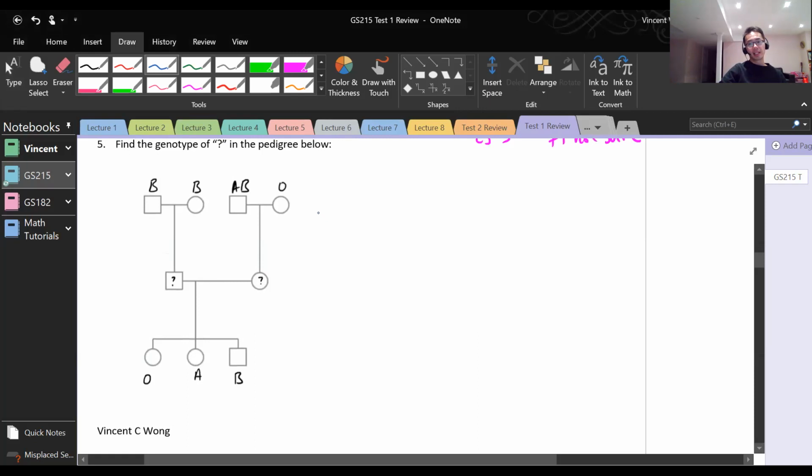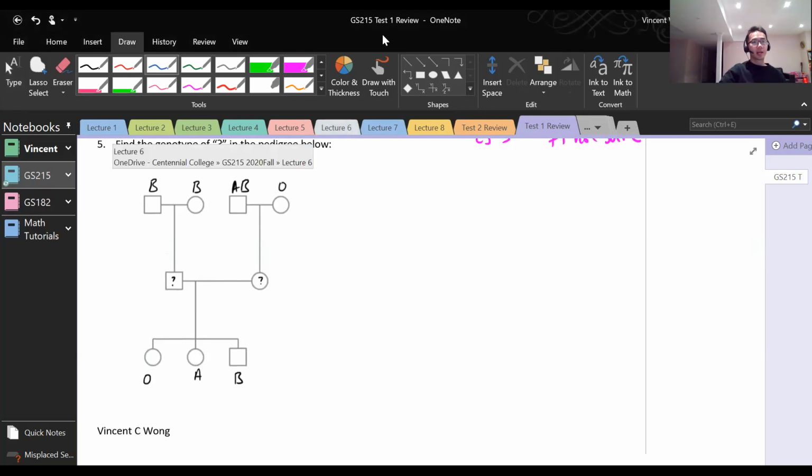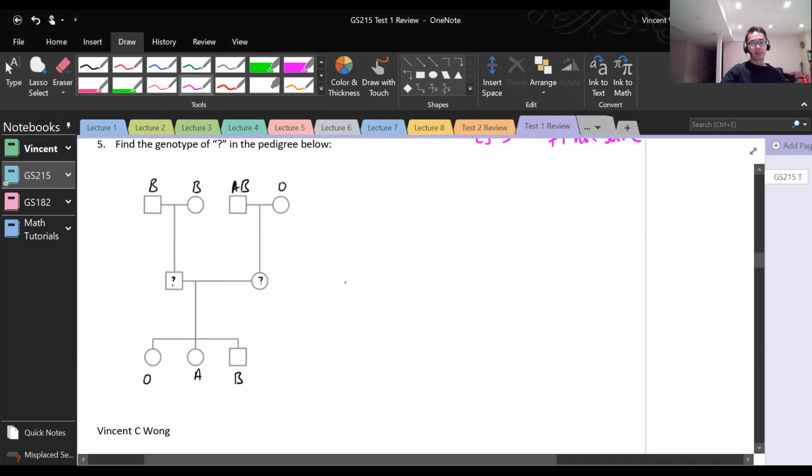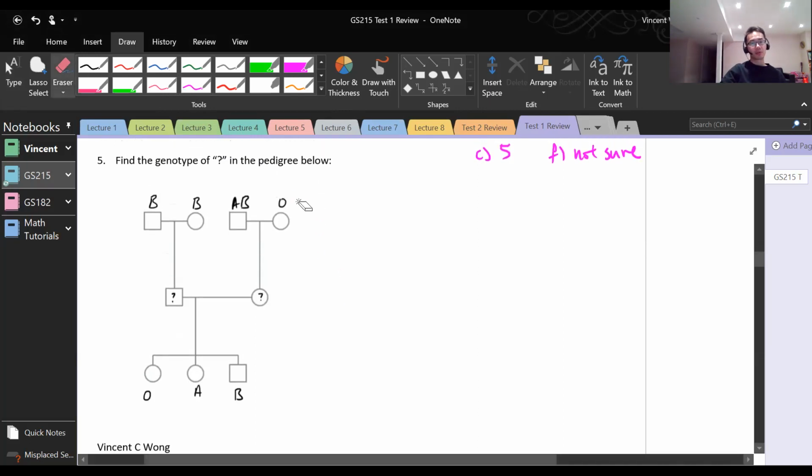Okay, so for something like this, we want to write out all the O's and all the AB's first, because those are the ones that we know for sure. So here's O, and we will put little i, little i. For AB, it is IA, IB. Over here, little i, little i. That's all we know.